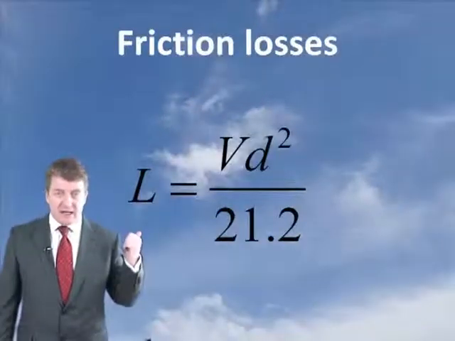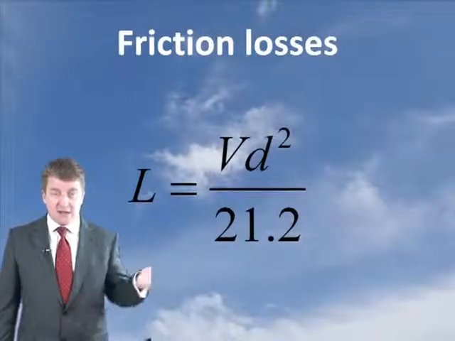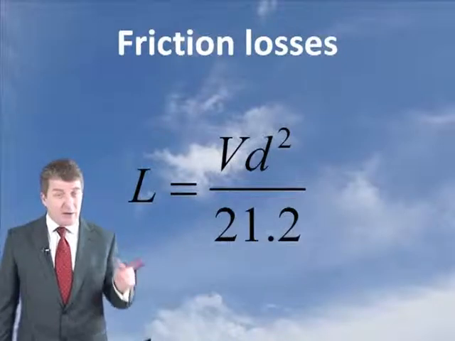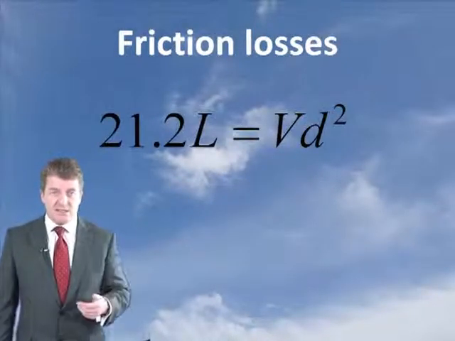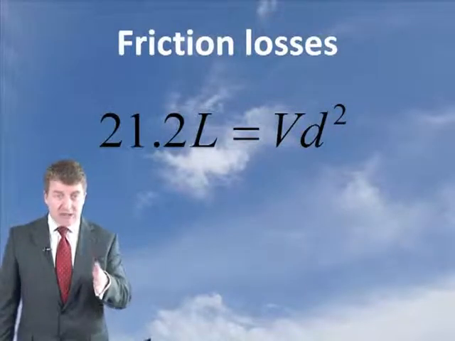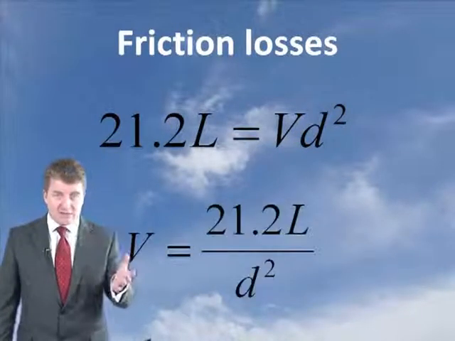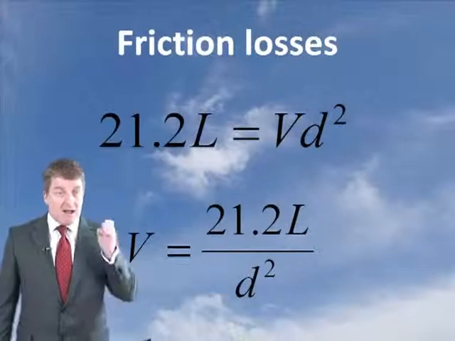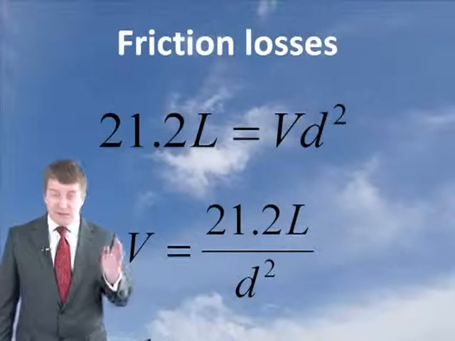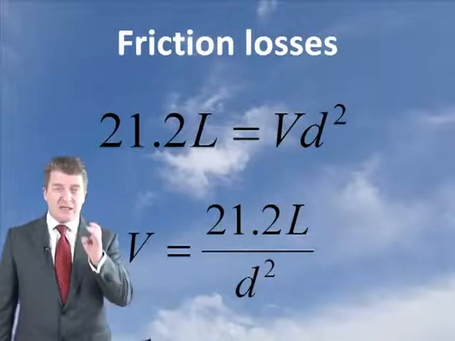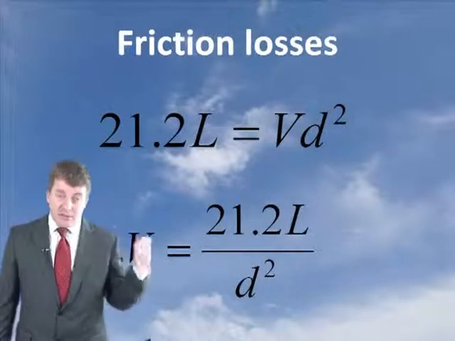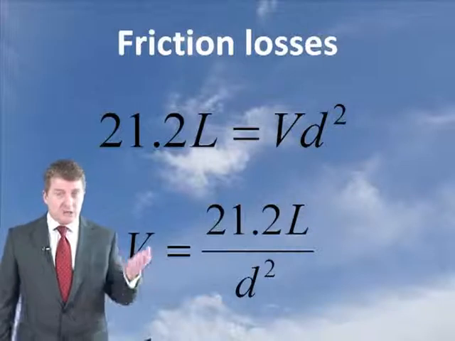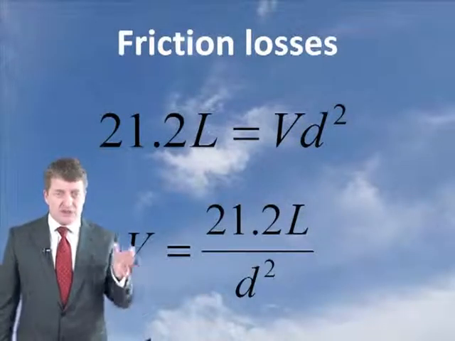Well, this is a formula here, L equals VD squared divided by 21.2. Now, we know the L and we know the D, so all we do is we transpose this to give us this. 21.2 times L equals VD squared, transpose that again, it comes out at that V equals 21.2L divided by D squared. So we can work out the velocity of the water. Do you see, you've got to work out something before you can do the final answer. So now we can determine the velocities of the water in the two hoses.